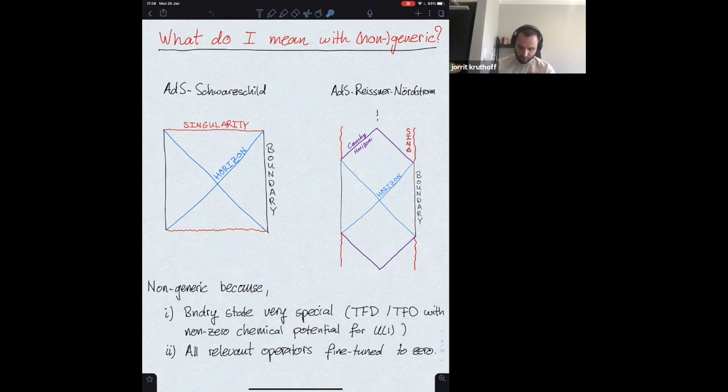And another way of basically saying the same thing is that in both these situations, all relevant operators have been fine-tuned to zero. And of course, from an effective field theory point of view, that's a very special situation and not very generic. So this brings me also to the point of how I will approach trying to get more generic solutions.